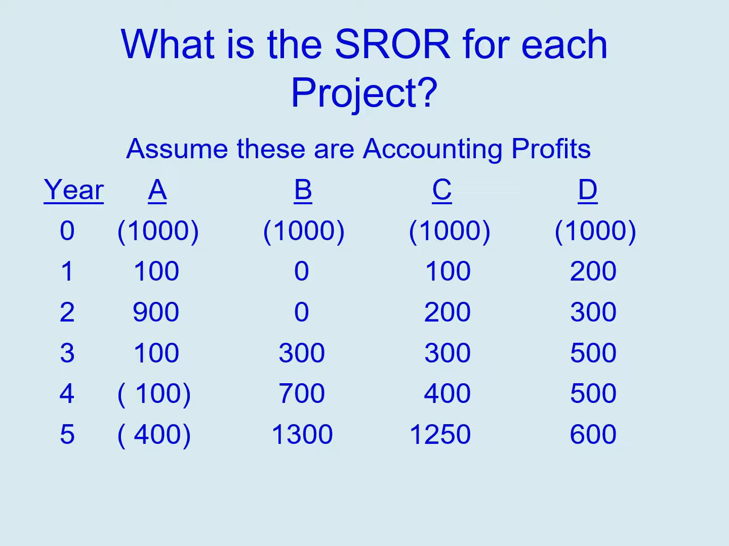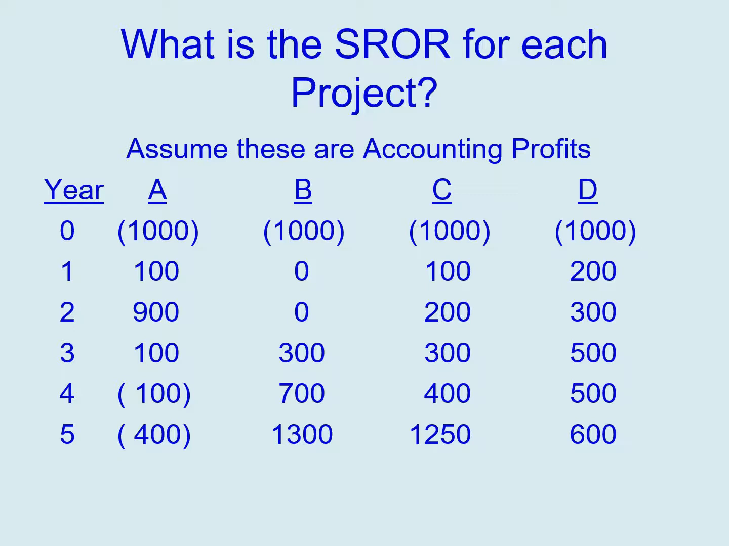So here's our four projects, and again, same four that we started out with. Let's assume, instead of cash flows, that these are accounting profits. What you'll want to do is sum up the accounting profits and divide by 5 years to get an average accounting profit. Again, we're assuming that these are accounting profits rather than cash flows.